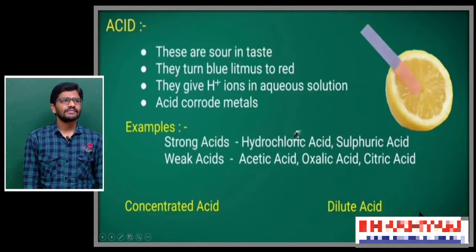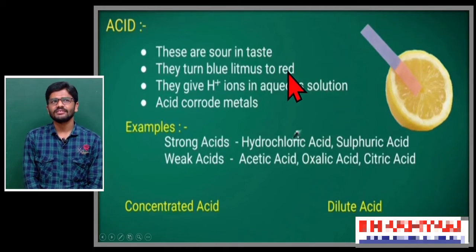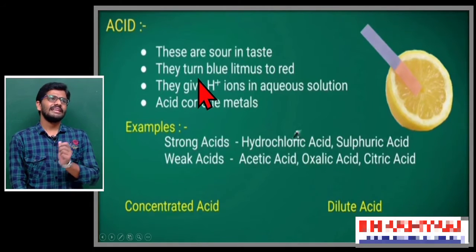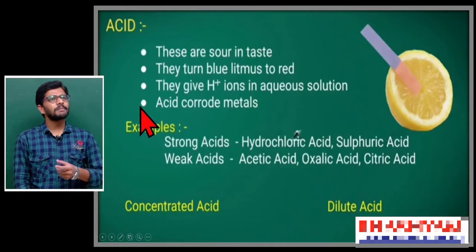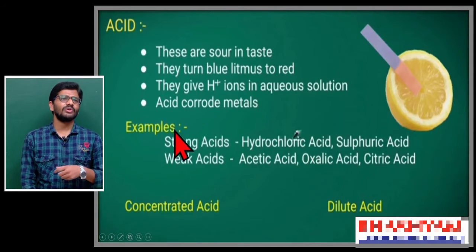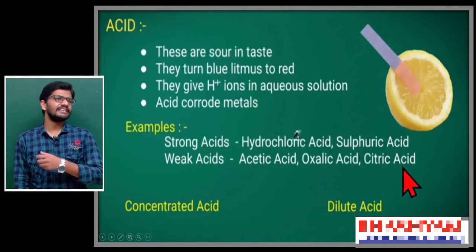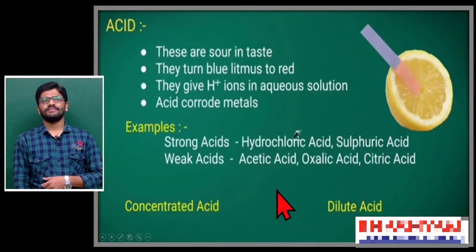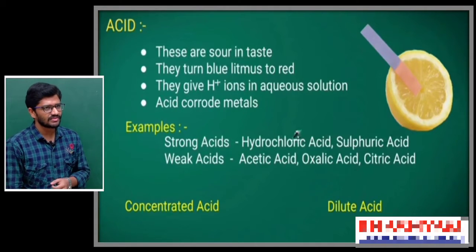Okay. So acids are sour in taste overall. They turn blue litmus to red. Whenever blue litmus paper comes into contact with an acidic medium, the blue litmus is converted into red. They give H plus ions in aqueous solutions. Acids corrode metals. Examples: strong acids, hydrochloric acid and sulfuric acid. Weak acids, acetic acid, oxalic acid, and citric acid. Okay. Why are these called strong acids? Why are these called weak acids? I can discuss later. Next session I will discuss that.